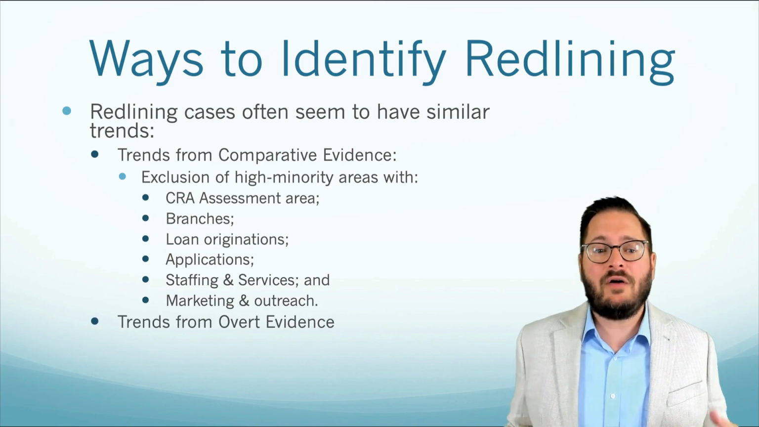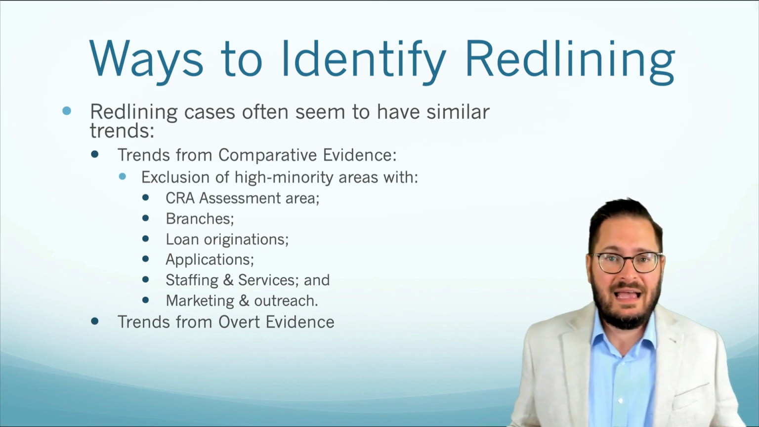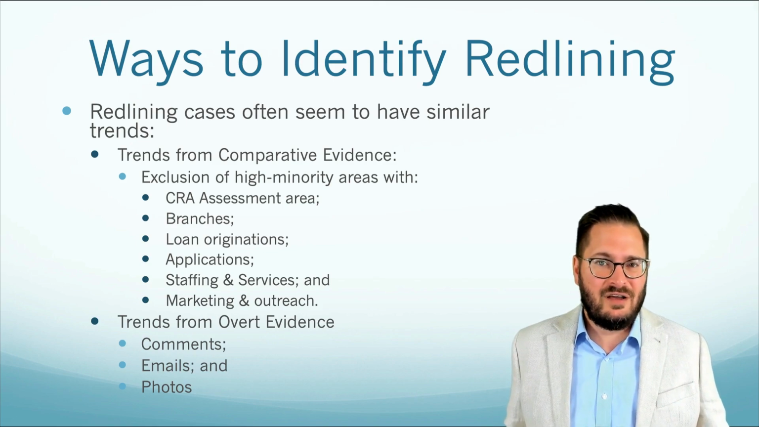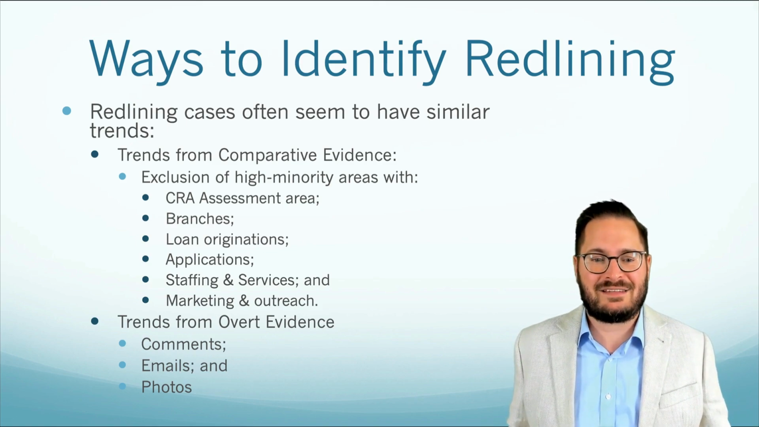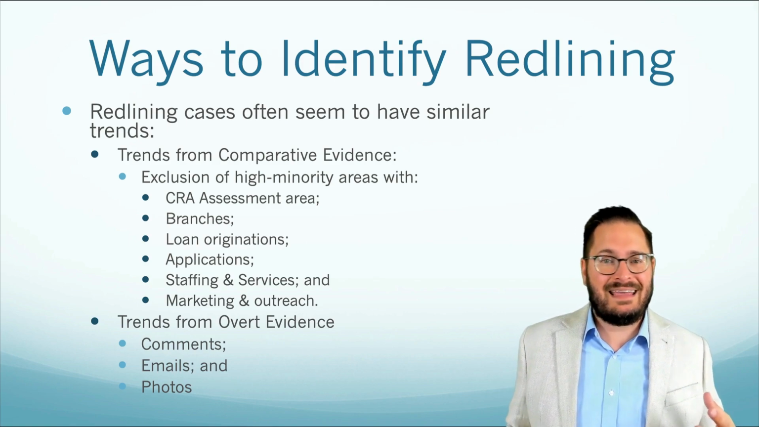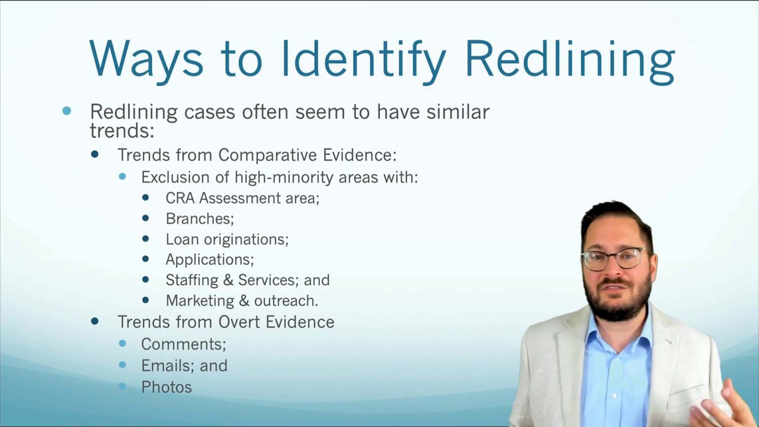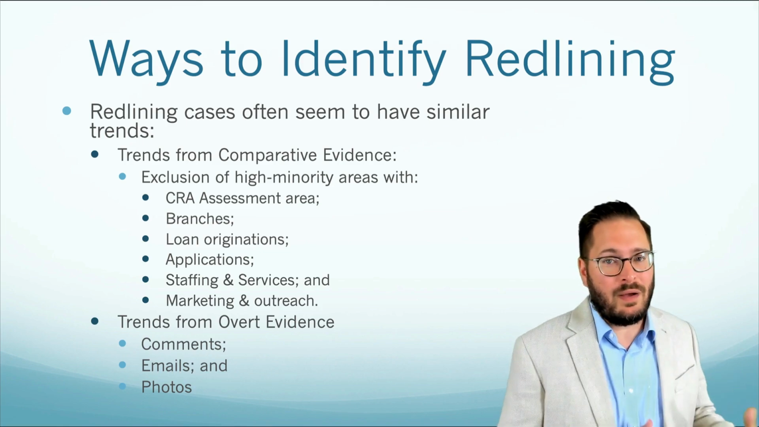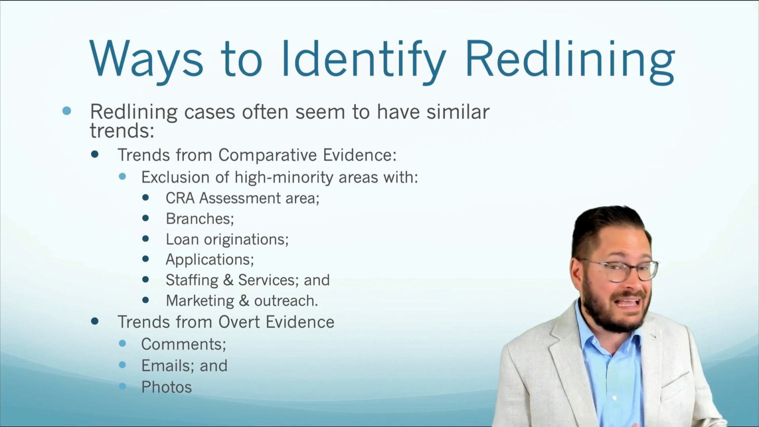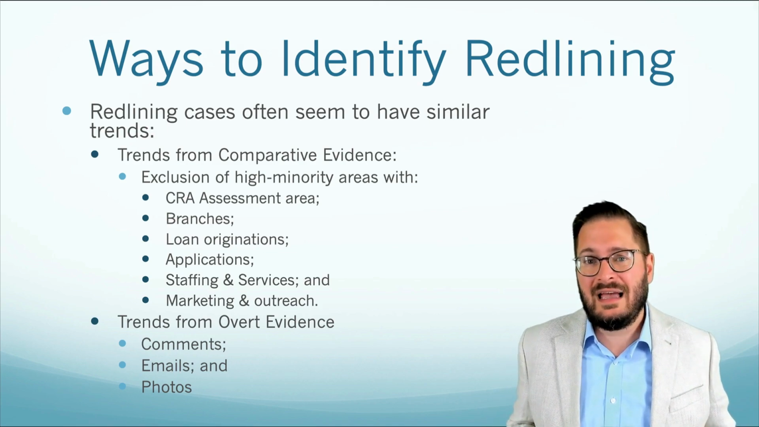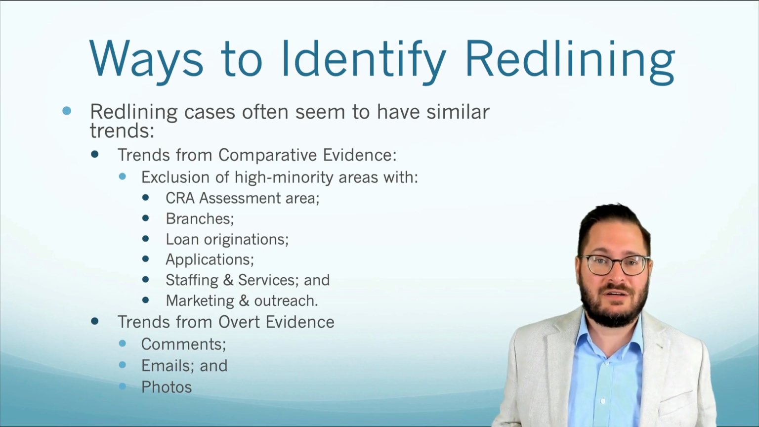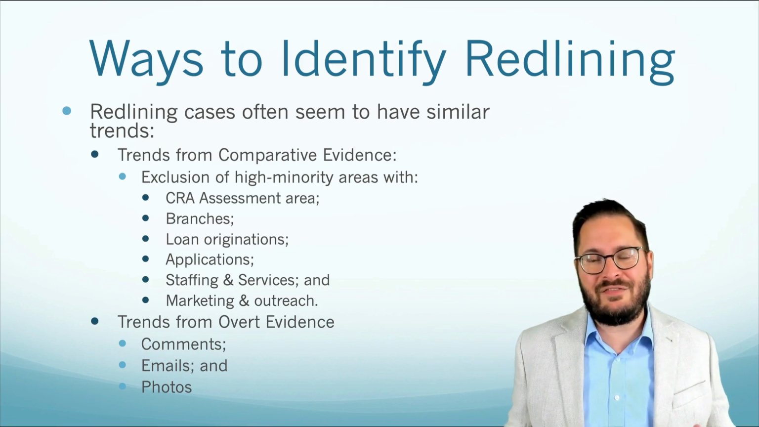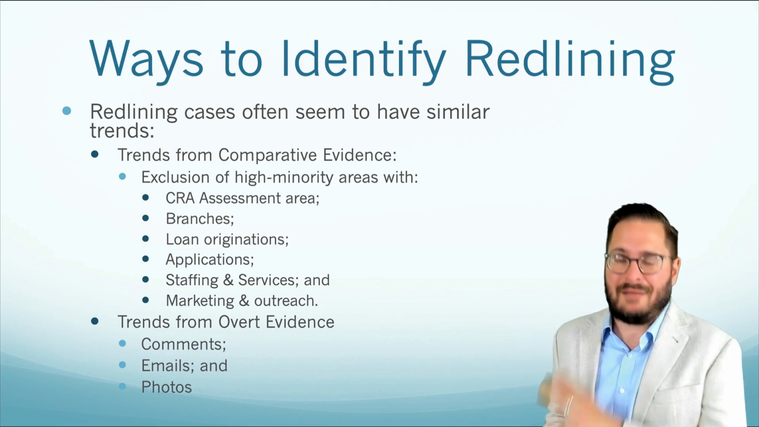Also, examiners will often find trends from overt evidence. And overt evidence often includes things like comments from lenders, or comments on radio shows or podcasts, or emails that contain certain information that appears to discriminate or discourage applicants, and even potentially photos that are used on the website or in marketing materials, both of faces as well as of the houses and the communities that are pictured in photographs. So these are some ways that redlining could be identified in your financial institution. And this really sums up just about everything.